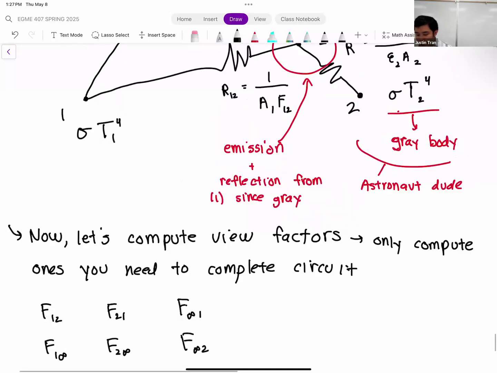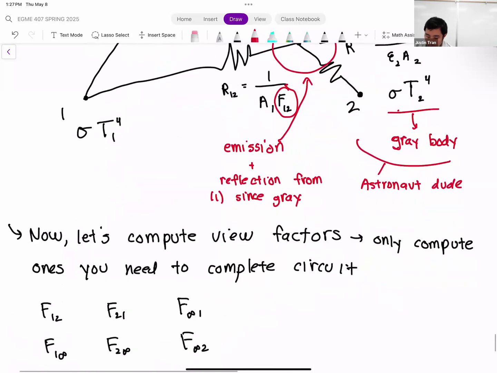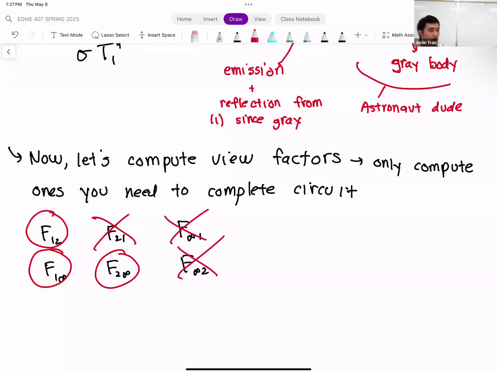And so if you look at our circuit here, we only have 3 internal resistances. And so if we highlight the view factors, we have F12, F1 infinity, and F2 infinity. So let's focus our computations on those. We need this one, and this one. So we're not going to bother computing the other ones. You can if you want, but you only really need the ones that are needed to complete your circuit.